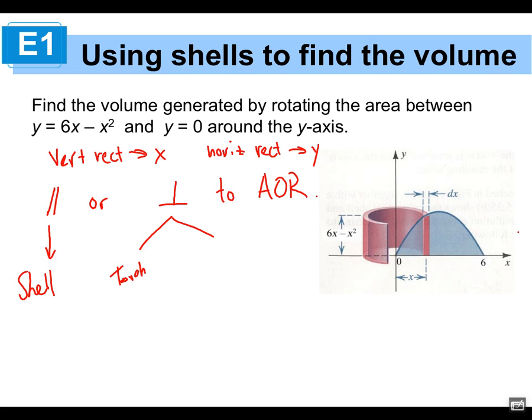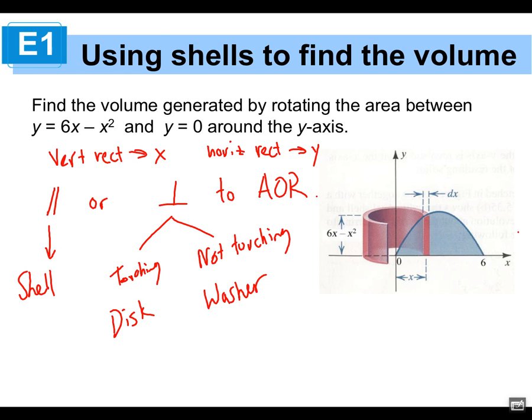Touching or not touching? If it's touching, disk. If it's not touching, washer. And you should know each formula depending on which one you're using. Washer, for instance, is pi times the integral of capital R minus little r squared dx.